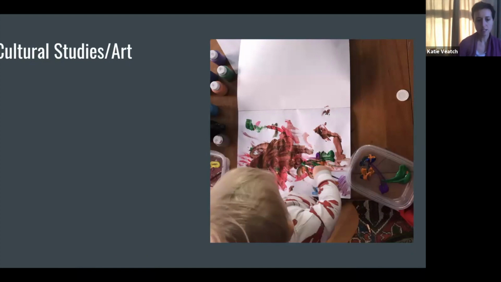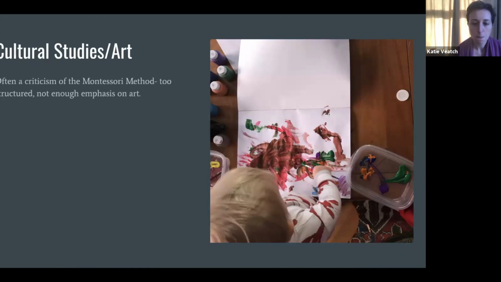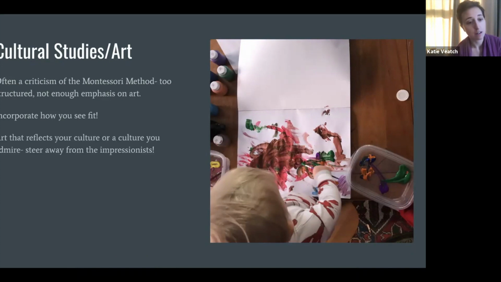Okay, let's talk about cultural studies and art. So this is often a criticism of the Montessori method, that there's not enough emphasis on art. And I think the art that we see in Montessori classrooms is very limited. So incorporate art how you see fit. Make it personal to you, to your culture, to your family, to your family's culture. Whatever it is, you can do this and you can get creative. It's art, right? So steer away from the Impressionists. I can't tell you how I love Impressionist artwork.